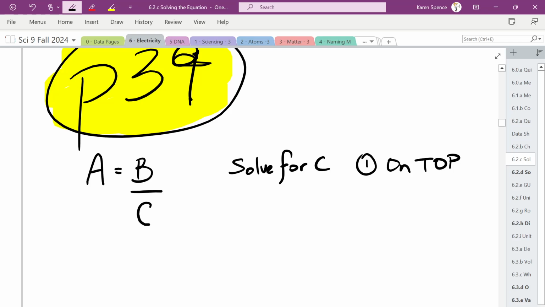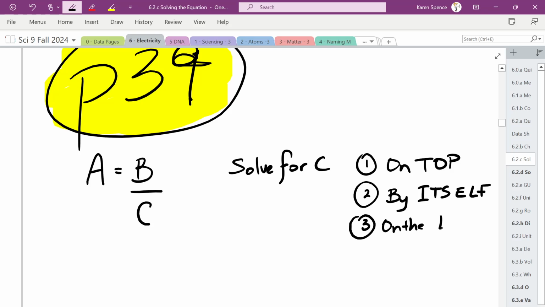Take it from the top. Start at the top, take it from the top. Yes, so that's number 1. Number 2, we need it by itself. And number 3 is on the left.